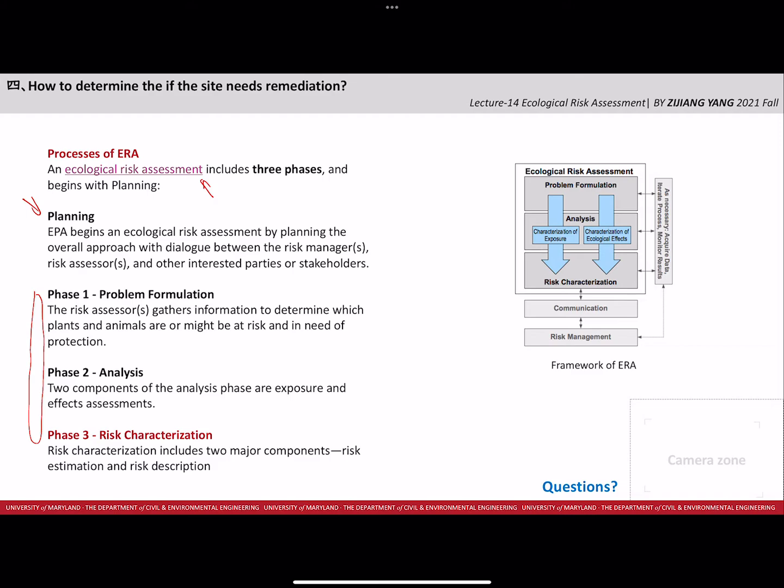So for the planning, the EPA begins an ecological risk assessment by planning the overall approach with dialogue between different aspects, like the risk manager, risk assessor, and other interested parties or stakeholders. And then we have the 3 phases, which include problem formulation, analysis, and risk characterization. For the problem formulation, they gather the information to determine which plants or animals are or might be at risk or in need of protection. So usually we have plants or animals, because this is ecological, this is not for humans. So the endpoints are usually plants and animals.